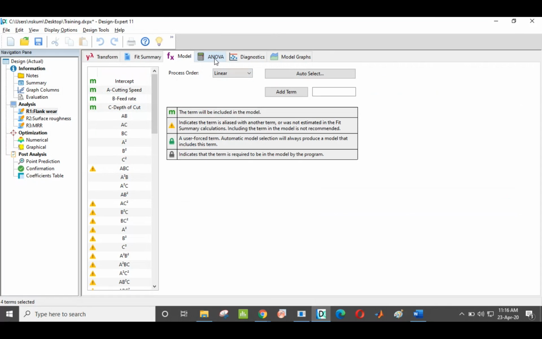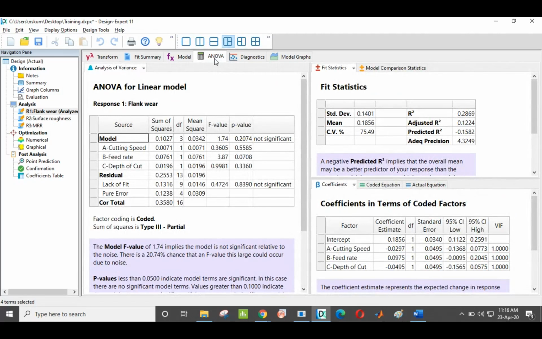Now the next tab is the ANOVA tab. In the ANOVA tab, we can see the source, the model of cutting speed, feed rate, and depth of cut. The model comprises the main effects only. The model is not a significant one. That is, the developed model is not significant. There is some problem in this.